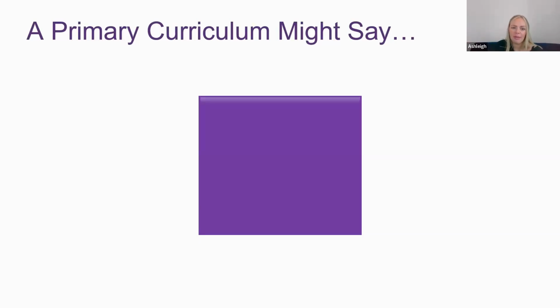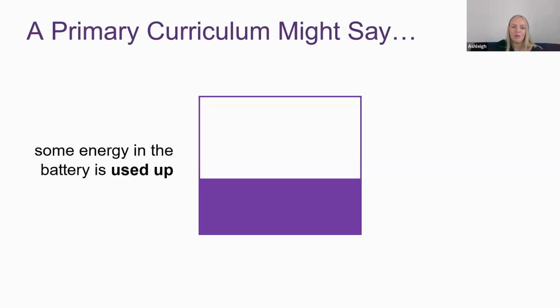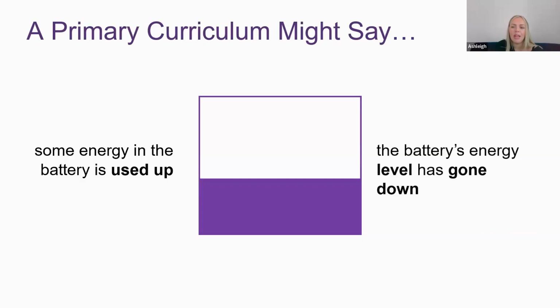So a primary curriculum might say, some energy in the battery is used up. So a young person or a child probably knows that when something is battery powered, the battery runs out. We use the thing so many times, the battery runs out. It's great that they know that's a form of energy. There's energy in that battery. It's used up as the device works. They might also say the battery's energy level has gone down. Again, great starting point, not completely accurate, not the language we want to use, but we're going to start with it. We're going to use this misconception to our advantage as we introduce the more advanced vocabulary.